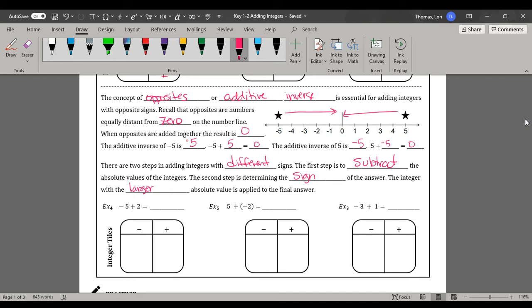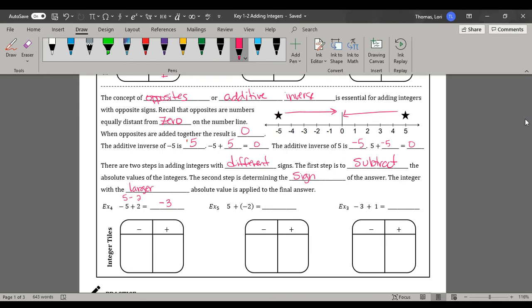So if we just apply the rule right here, we have 2 different signs, so we are going to take the absolute values and subtract. So we get 3. That's the first step, subtract the absolute values. Then the second step, 5 is larger than the 2, and 5 was originally negative, so our result is -3.